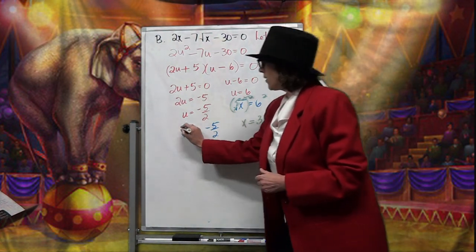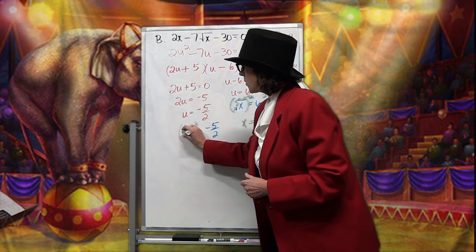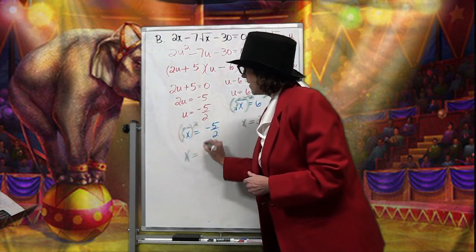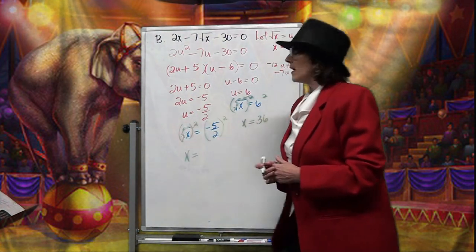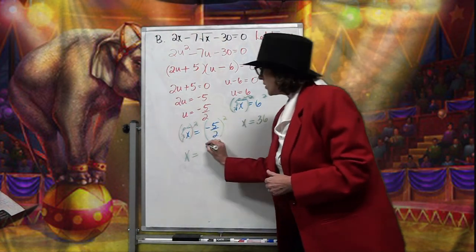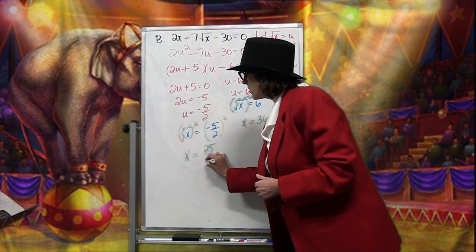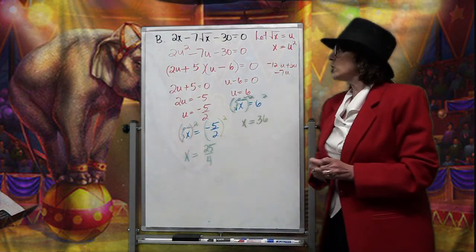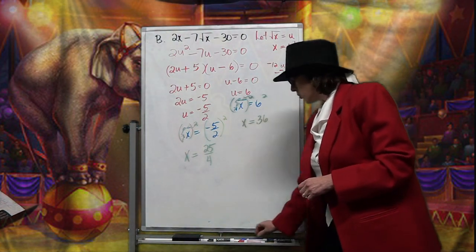I'm going to do the same thing over here. I'm going to square this side. Squaring and square rooting cancel each other out. And I'm going to square this side. Now, recall, negative times negative is positive. 5 squared is 25. 2 squared is 4. And I just need to check and make sure that these actually do work.